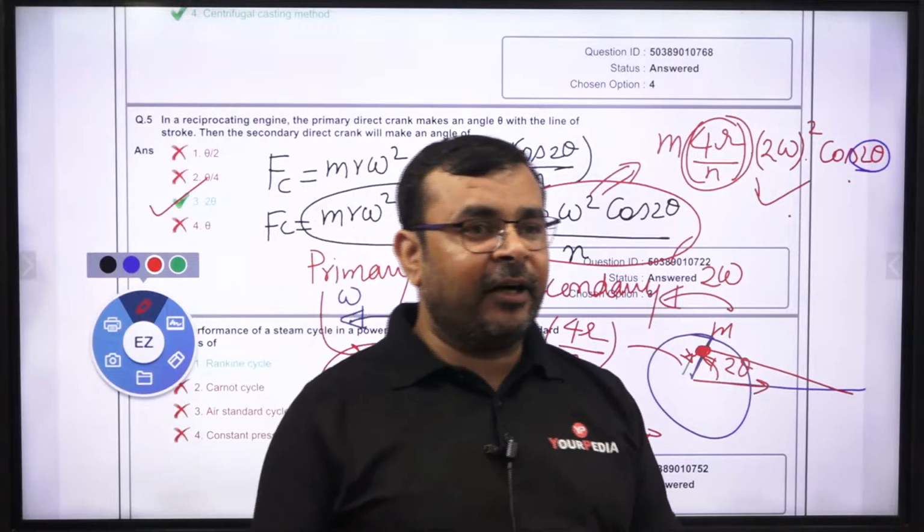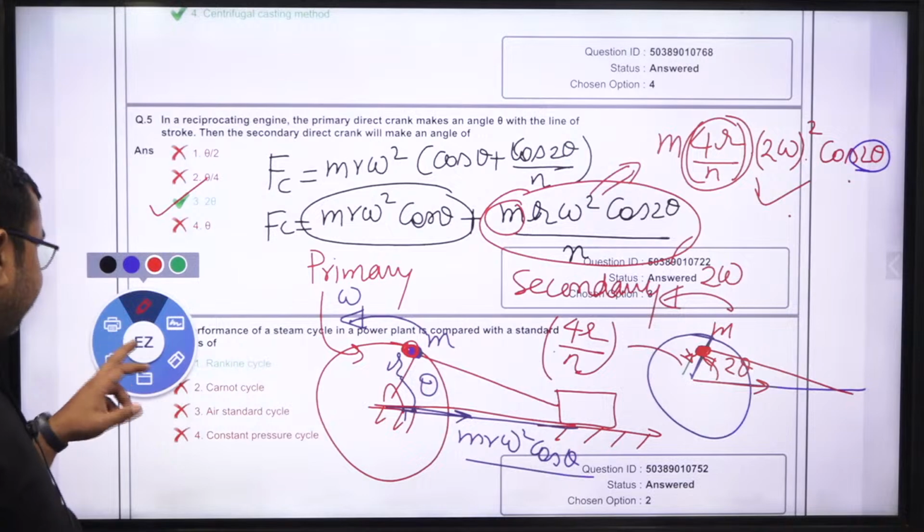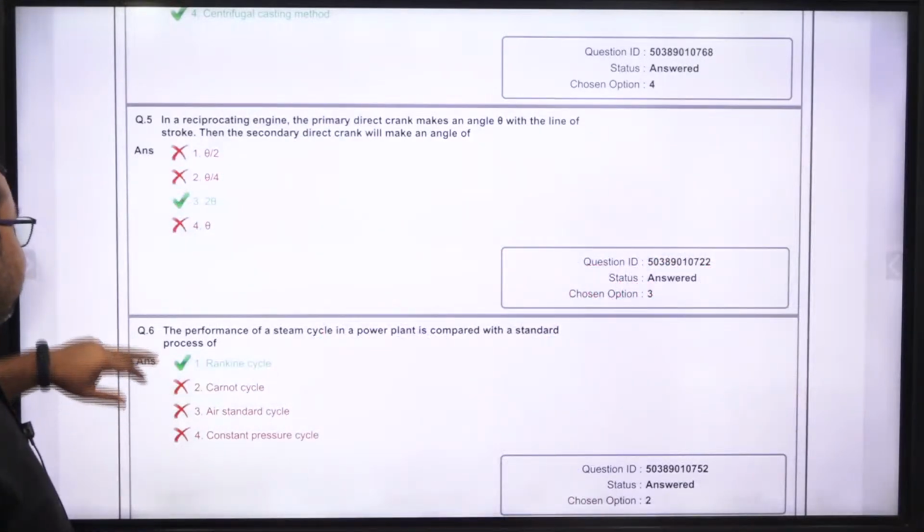Tell me if you have any doubt. Yes, n is L by R. Yes, correct, you are correct. Okay, so let's see another question.